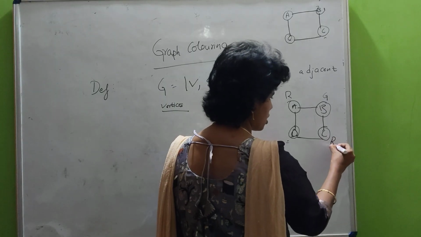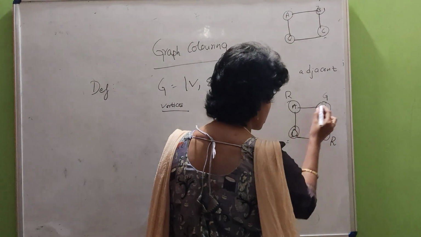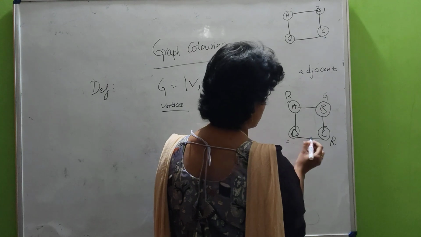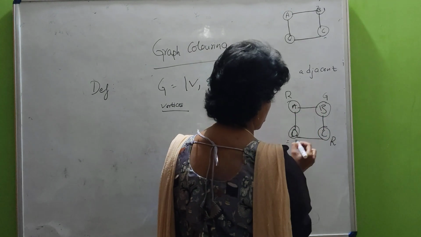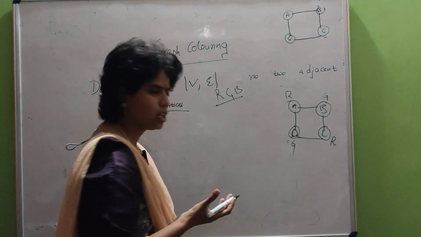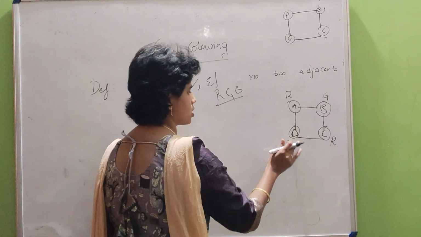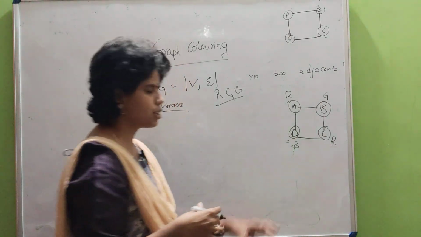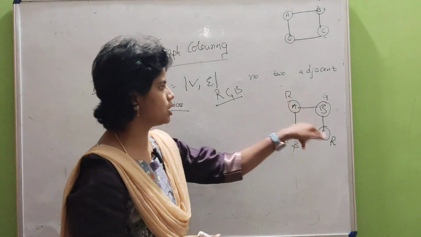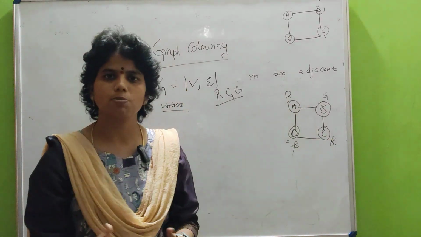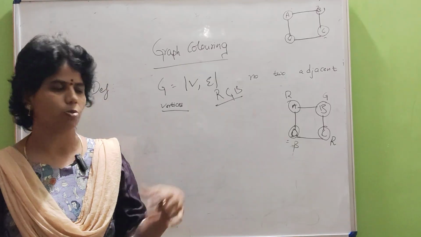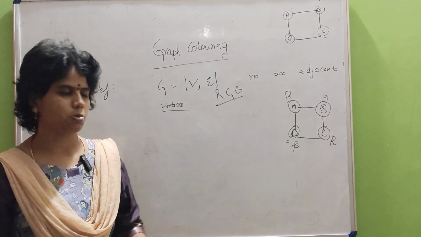Now we can give the same R here. Next, here you can't give R. Here you can't give R, and now you can give green here. And even B also, you can give B here. Different possibilities are possible, right? You can give green here, you can give blue here. I mean, different solutions are possible.